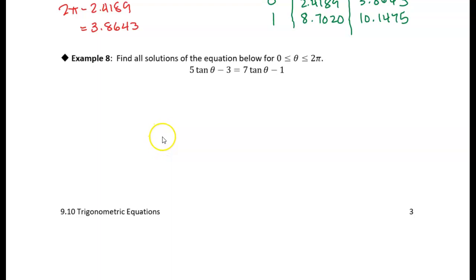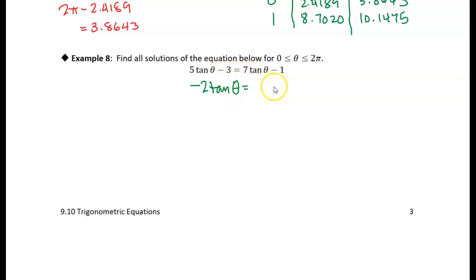All right, so here's a trig equation involving tangent. We have to do a little algebra first because we've got tangent on both sides of the equal sign. Let's see, I think what I could do is just subtract 7 tangent from both sides. If I do that, I would get -2 tangent of theta.